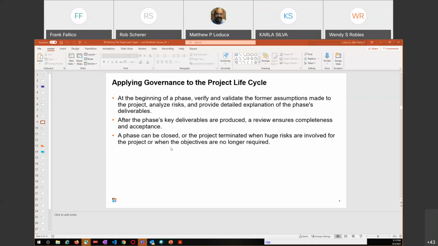At the end of this phase, which is the end of the project, we're going to have the app or the building or whatever it is we were building, whatever that unique product was. A phase can be closed or the project terminated when huge risks are involved for the project or when the objectives are no longer required. This last bullet is really important. You can pay attention to that one because we'll talk about that some more coming up.